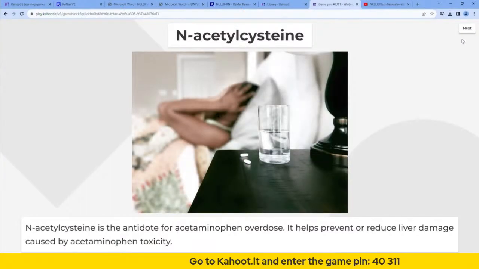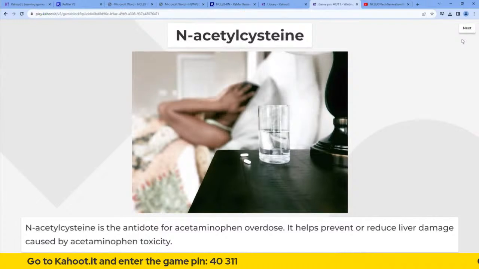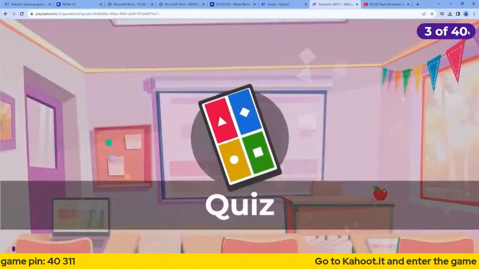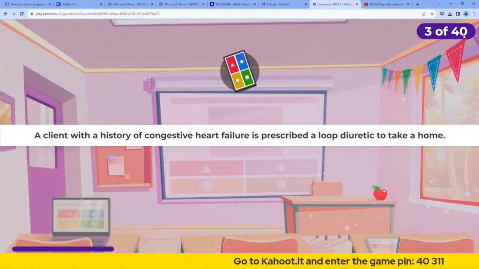N-acetylcysteine is the antidote for acetaminophen overdose. It helps prevent or reduce liver damage, which is what we're worried about when our patient has an overdose of acetaminophen. I'm moving on. Question number two.